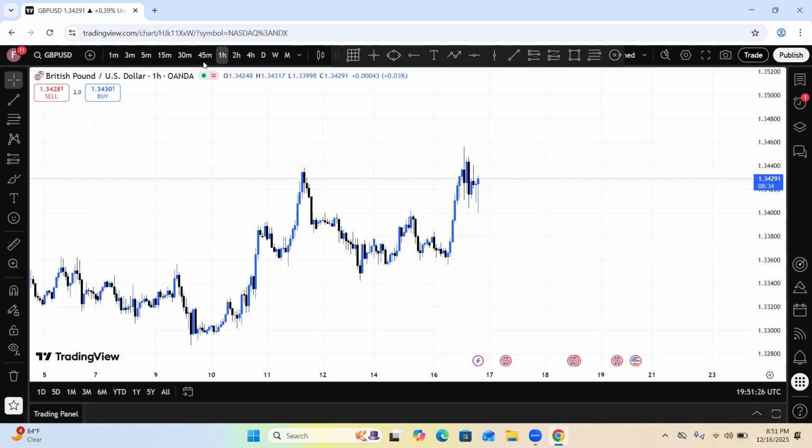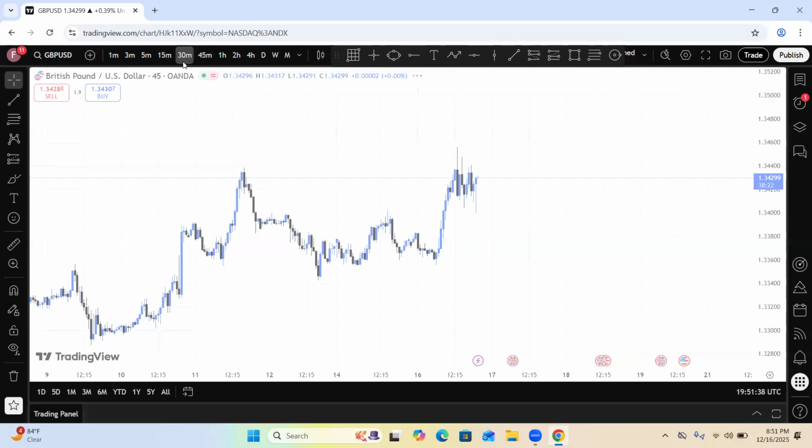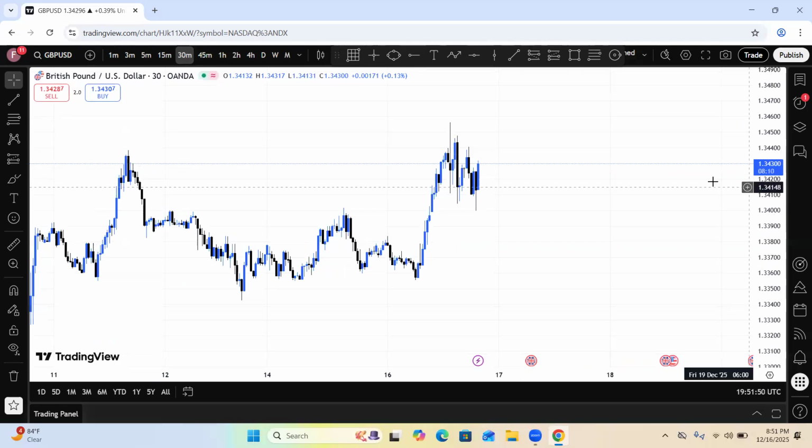I shall continue. If you go down to the 45 minutes time frame, it means that every candlestick here was formed under 45 minutes. If you go to the 30 minutes time frame, we can see that as you are getting down to the lower time frame, the candlesticks are expanding. You understand? If you get to the 30 minutes time frame, it means that every candlestick that you are seeing here takes 30 minutes to form.